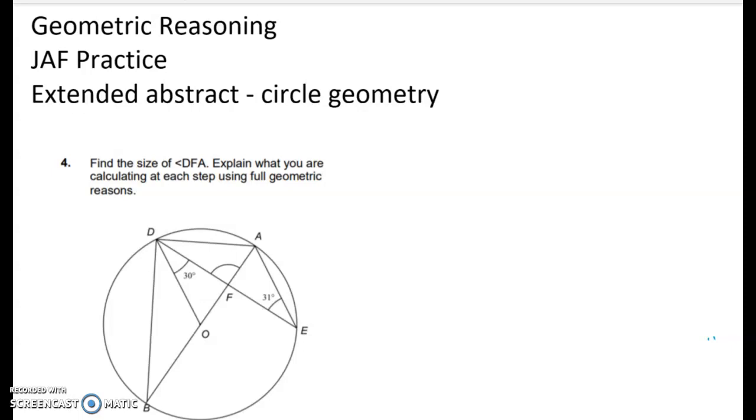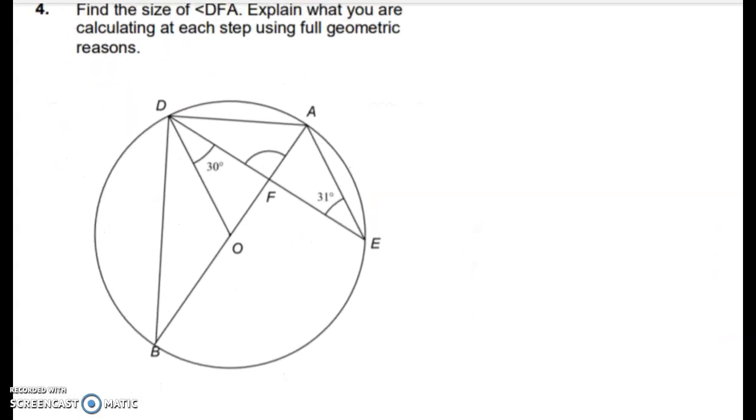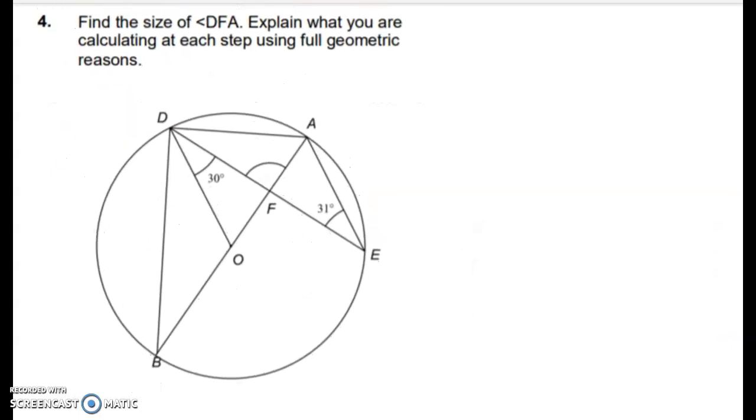Kia ora Year 10. This is an extended abstract problem from circle geometry, and this is in the JAF Practice worksheet that we've given you. So we have to here find the size of angle DFA, and we've got a circle. We have to explain what we're doing at each step and use full geometric reasons.